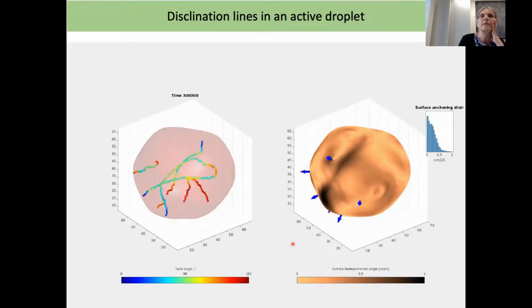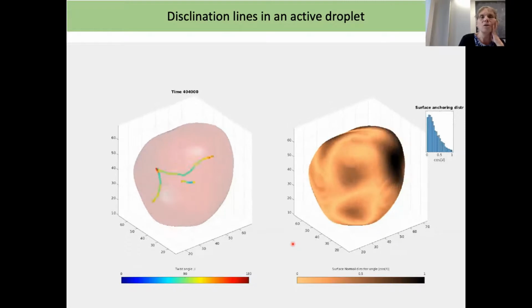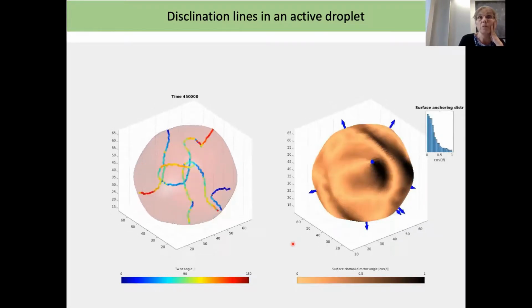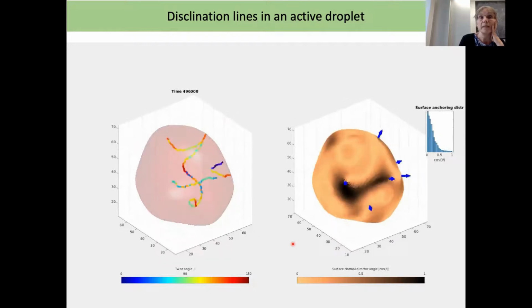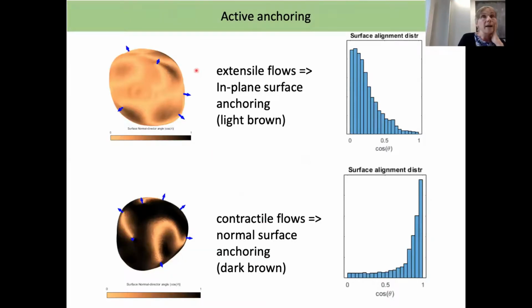And what we found is that the sort of shapes that we got, it mattered a lot whether this active material was extensile or contractile. What we found was that if you have an extensile droplet, the surface anchoring of the nematic tends to be in plane. Whereas for a contractile droplet, the surface anchoring tends to be normal to the plane.